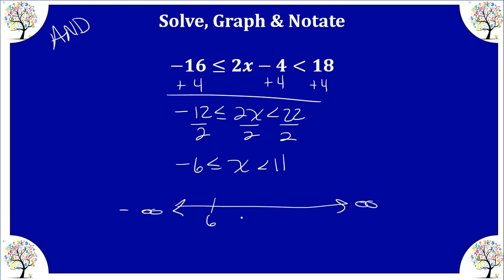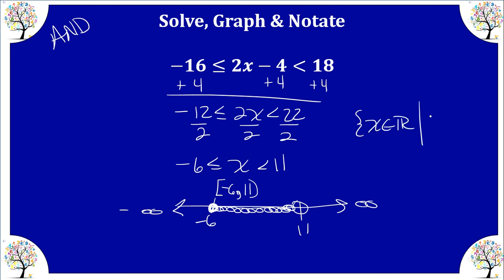We have negative 6 as a boundary number and positive 11. X is sandwiched between, it's greater or equal to negative 6, but at the same time, it is less than 11. So here, our interval notation, the least number it can be is negative 6, and it's included, and it goes up to 11, but does not include it. Set builder, x is an element of the real numbers such that negative 6 is less than or equal to x, which is less than 11. And I hope this helps.